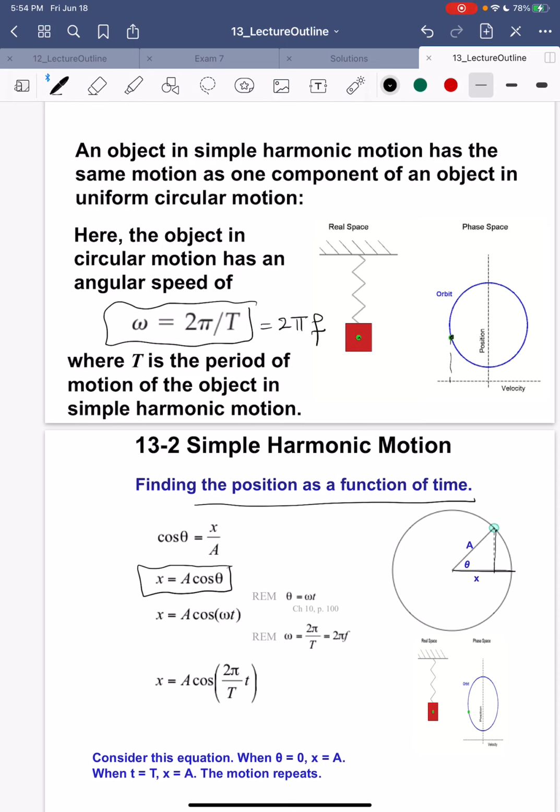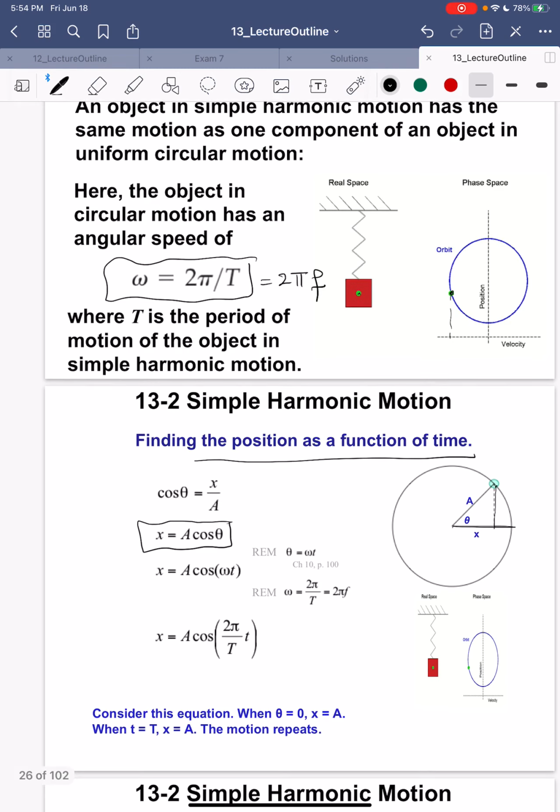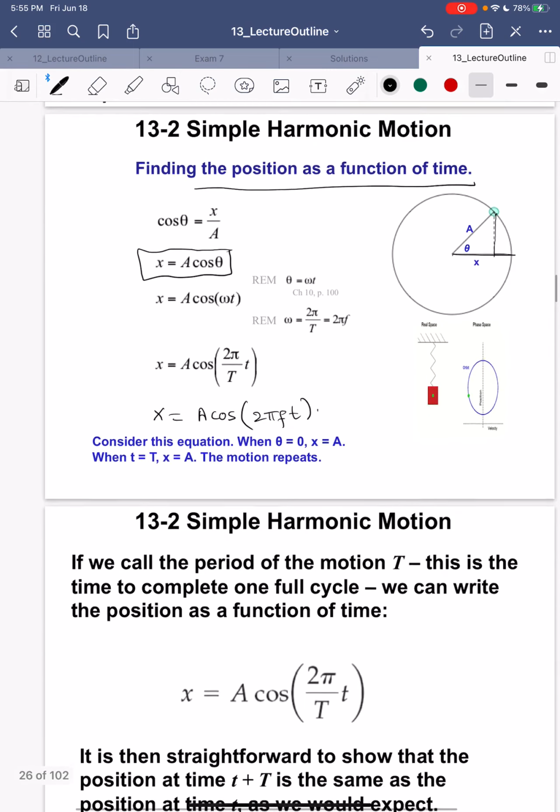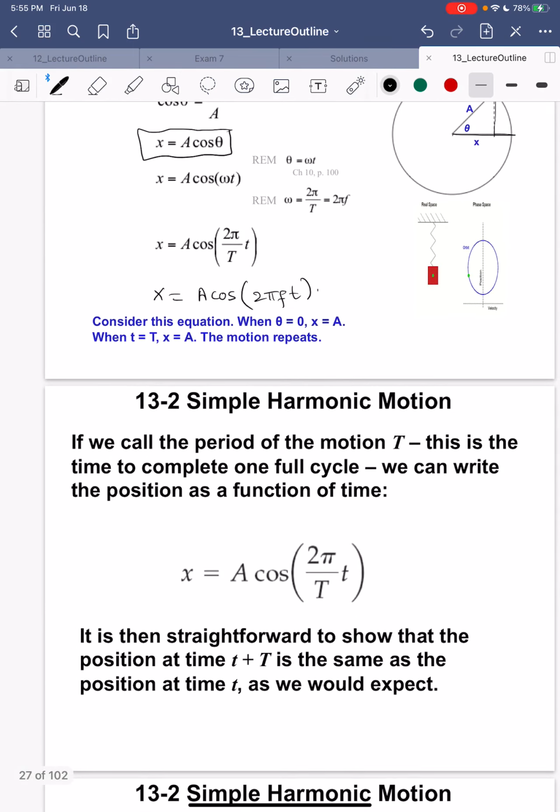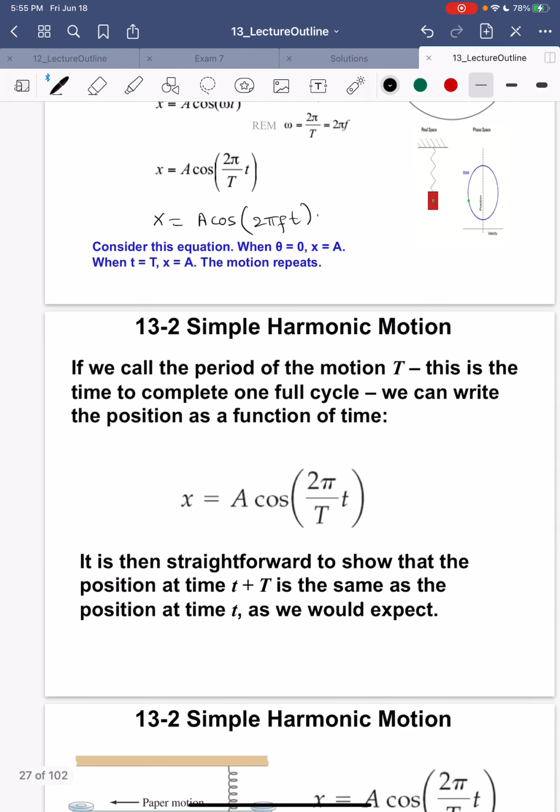Or, since omega is 2 pi over T, you can write it as this, or you can write it as this. Consider this equation: when theta equals 0, x equals A. When t equals T, x equals A, the motion repeats. Okay, then it's just like the motion that we are talking about, which is the simple harmonic motion.